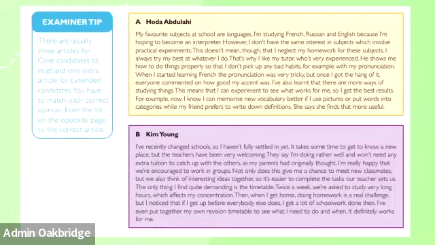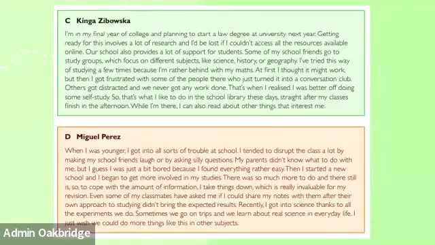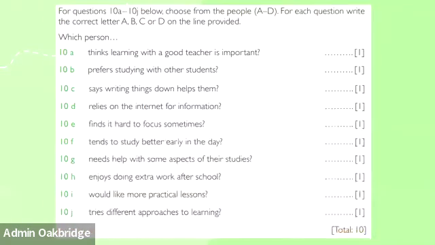Okay. So for extended candidates, it's always 4 articles. Usually you have to match the correct answer, correct opinion from the list on the opposite page. They'll give you 1 page filled with 4 short paragraphs like this. And then on the other page, you will have the 10 statements from the 4 different people. So once you go through all these 4 statements or opinions, you have to write the correct letter on the line provided on the right-hand side.